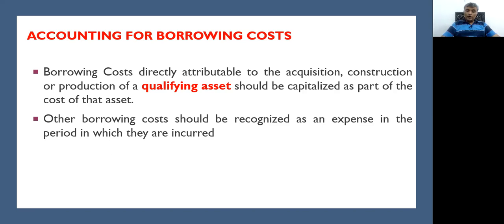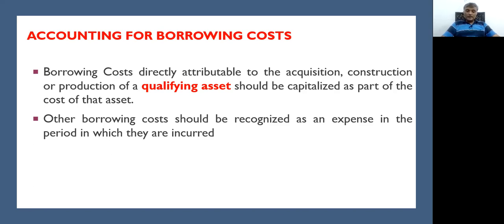Then what about other borrowing costs? You take it as an expense. Other borrowing costs should be recognized as an expense in the period in which they are incurred, which means it will be taken to P&L account as an expenditure. Out of the total borrowing costs, only those borrowing costs which are relating to the acquisition, construction, production of a qualifying asset can be capitalized and added as part of the cost of the asset. The remaining borrowing costs should be taken to P&L.